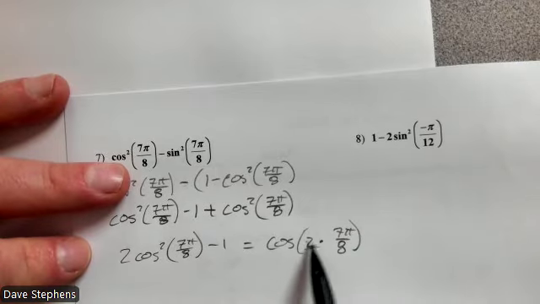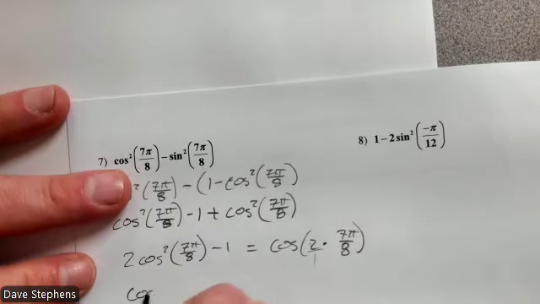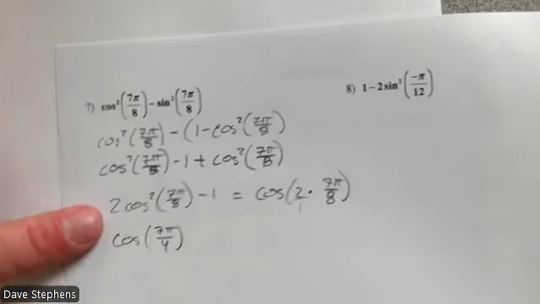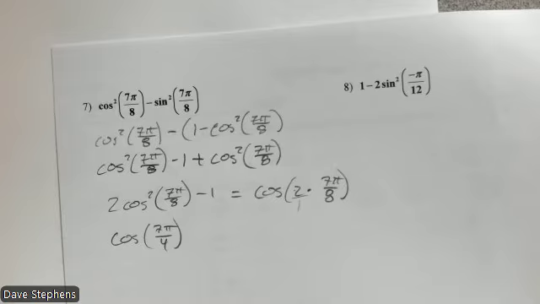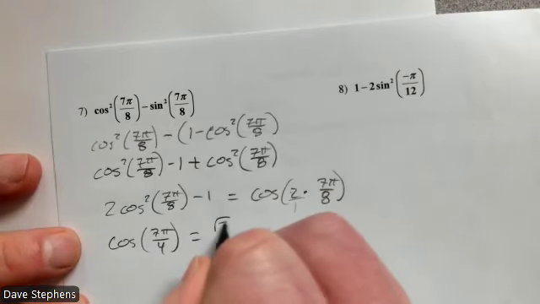And that's 2 over 1. That 2 is going to reduce. So we're left with the cosine of 7 pi over 4. I can do that. That's quadrant 1, 2, 3, 4. Quadrant 4, yeah, quadrant 4. That's a positive root 2 over 2.